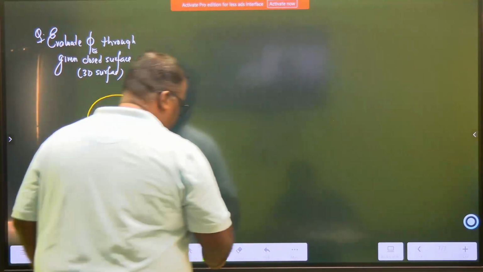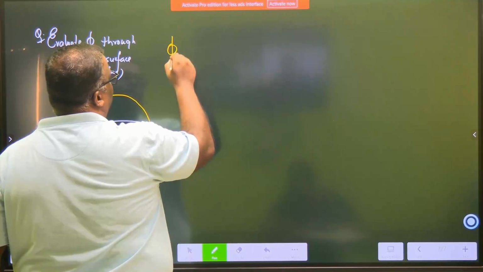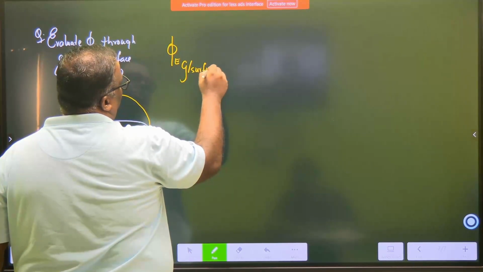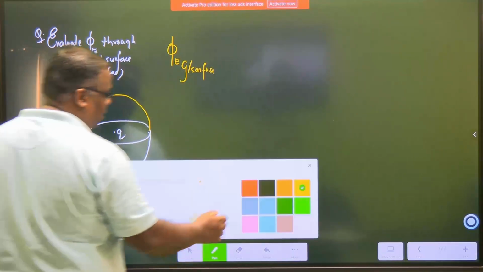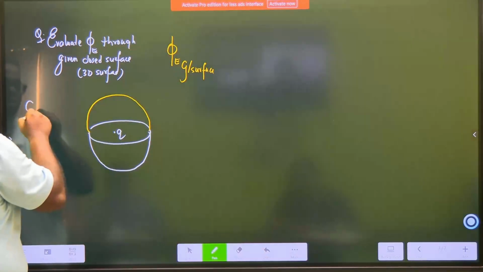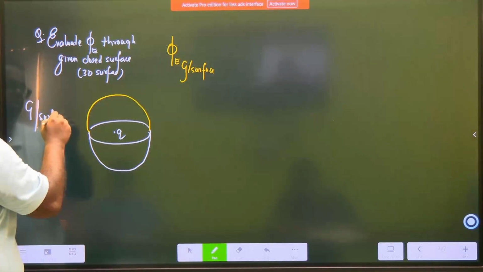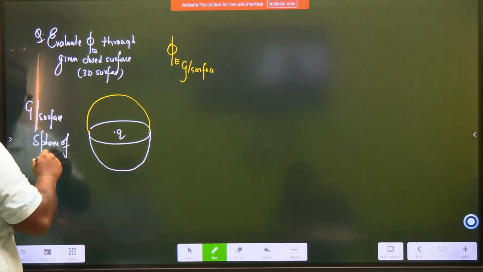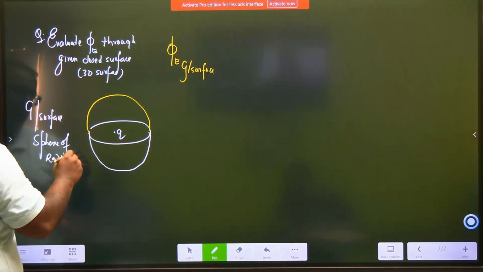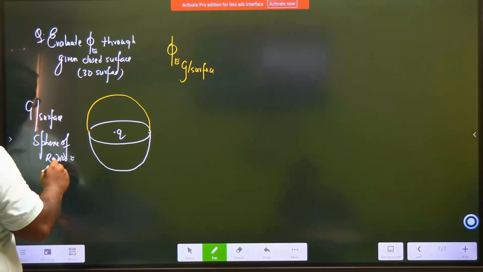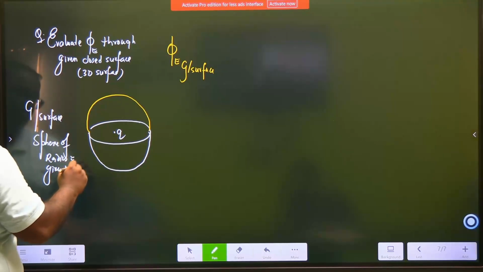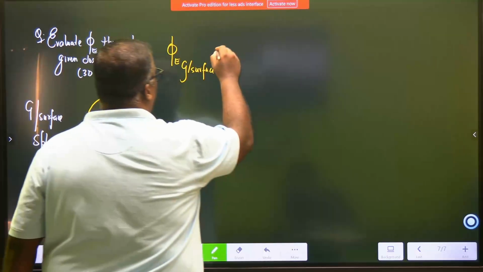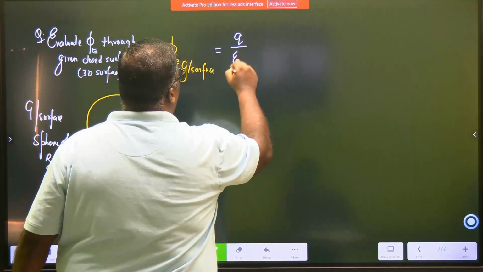Now what do I write? I would write phi e through the Gaussian surface. You have to first write what is the Gaussian surface you have selected. So let's write that. What is our Gaussian surface? Our Gaussian surface is a sphere of radius equal to the given hemisphere. Now phi through the Gaussian surface will be equal to how much, children? Q by epsilon naught.